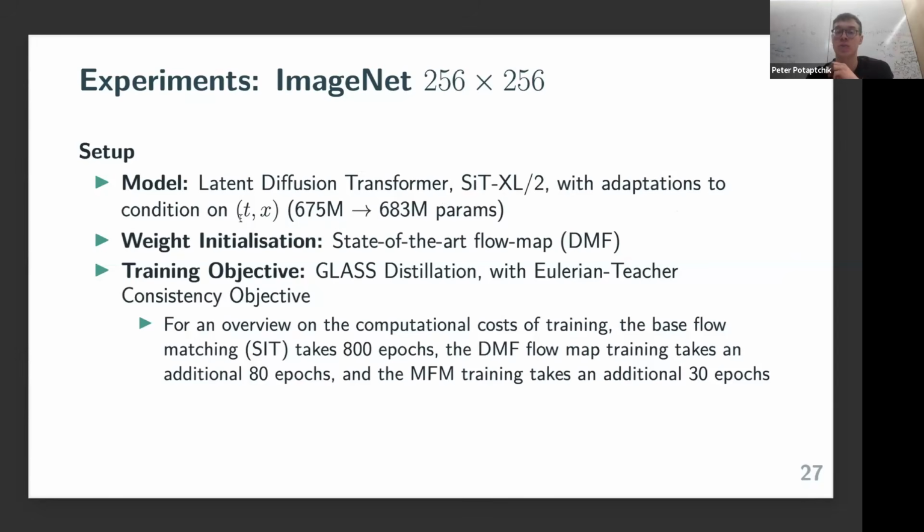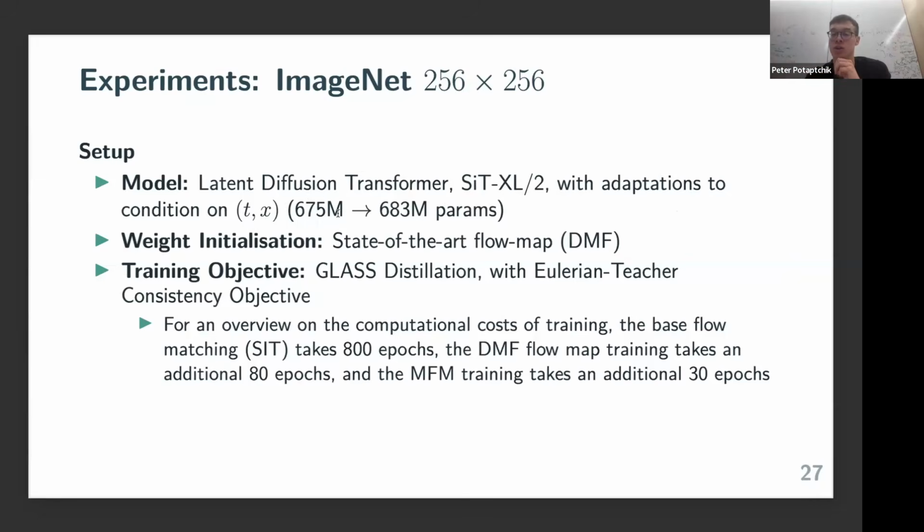Standard diffusion transformers just take in two inputs, right? A time and an X. Whereas our meta flow map needs 5 inputs, 2 X values and 3 time inputs. So you have to update the architecture a little bit. But we tried to stay as faithful as we could to the original architecture.